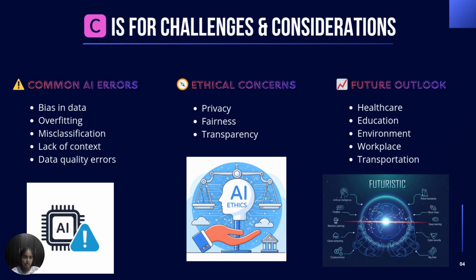Then, overfitting. It's like a student memorizing every answer in a practice test, but failing the real exam. AI sometimes memorizes instead of truly learning. Misclassification. A child might call a wolf a dog because they look alike. AI can confuse things that share features. Then, lack of context. If you say bank, a child might think of a river bank instead of a money bank. AI struggles with context too.